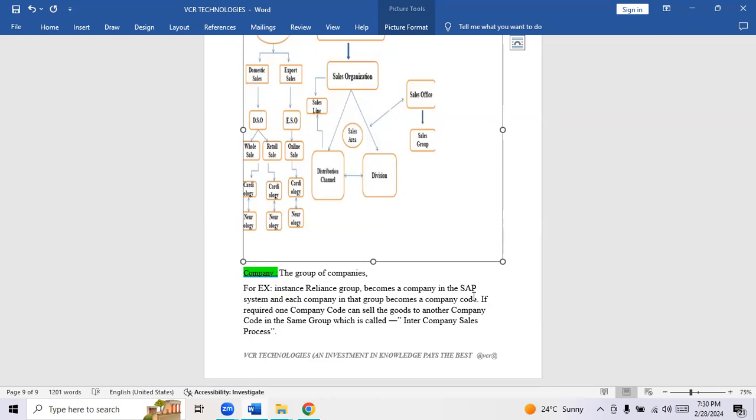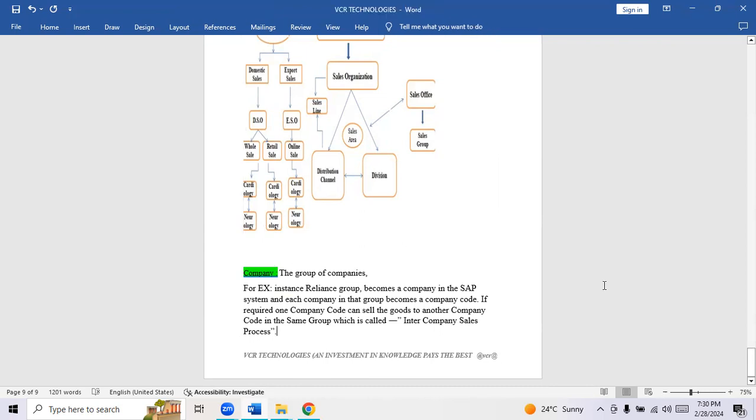If required, one company code can sell goods to another company code, meaning Reliance Trends can sell goods to Reliance SmartPoint. That process also will be done in sales. That process we will call the intercompany sales process. This is the company. Now it is clear. This is the overall explanation of enterprise structure.